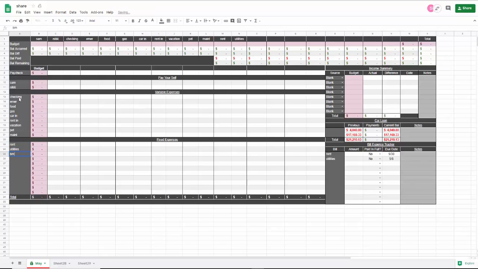utilities. We'll say BMW, Rogue, Netflix, Spotify. We'll say Visa, bank fee, cable, HSD, and you see what it does.